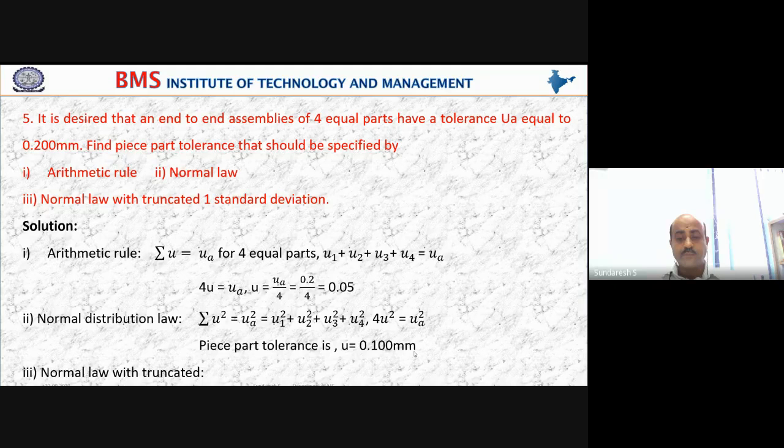Is it clear? So this is one problem, very important. It looks like a simple problem, but it is very important from the examination point of view. Please make a note of this. If you have any clarification, you can just ask me.